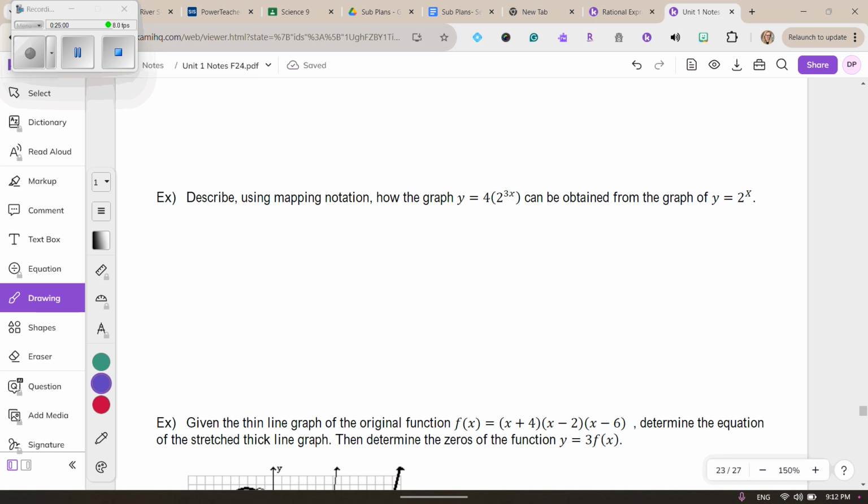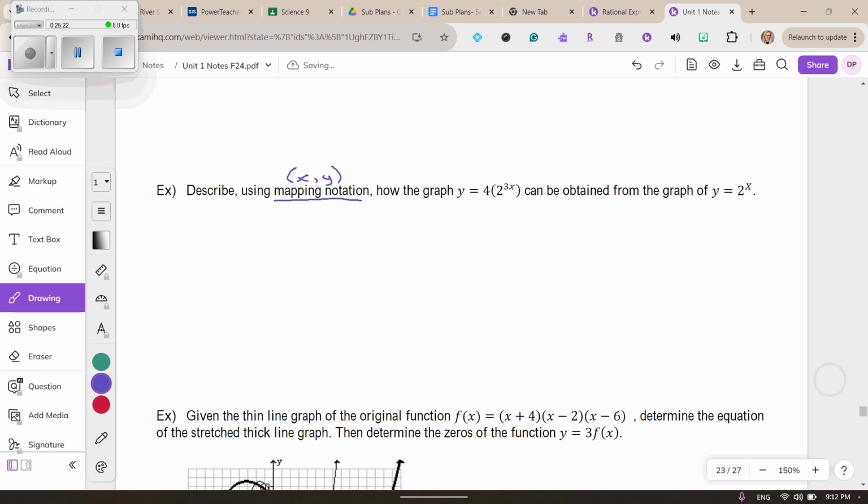Next example. Describe using mapping notation. So remember mapping notation, that's the x comma y. How the graph y equals 4 times 2 to the power of 3x can be obtained from the graph y equals 2 to the power of x. So we'll get into this later, but this is an exponential function. We actually have a whole unit on it later when x is a variable, but we can still apply our knowledge to see what has happened.